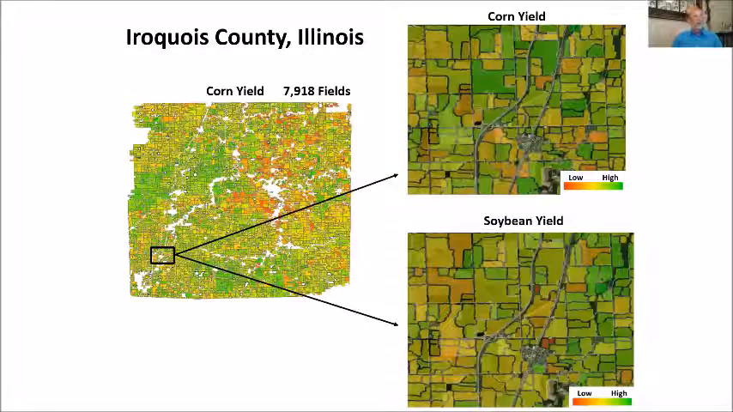Just wanted to give you an idea of the scale of some of the fields. This is Iroquois County in Illinois, about 8,000 fields we're modeling. And we've taken a pretty hard look at corn and soybeans, and trying to calibrate those.